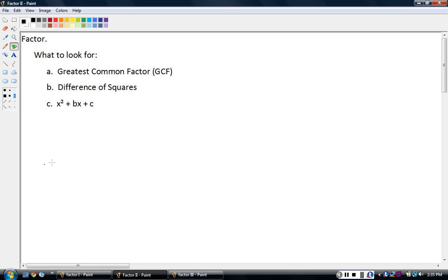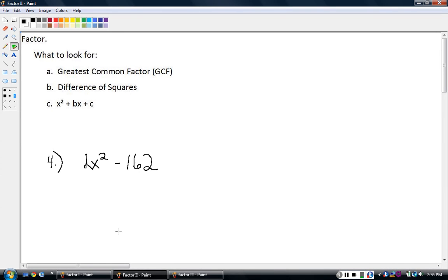2x squared minus 162. Directions are to factor. Okay, you'll notice in all these examples I keep repeating myself. The first thing you want to do is find the common factor. Okay, and in this case right now that's all we can do.